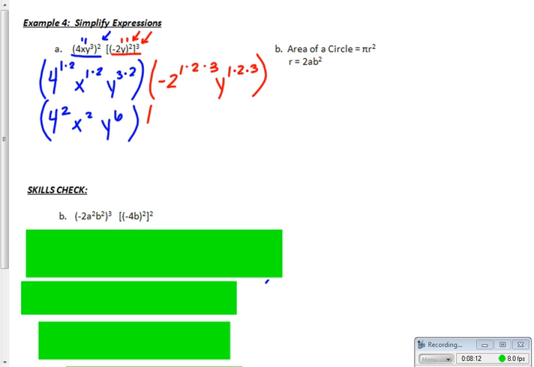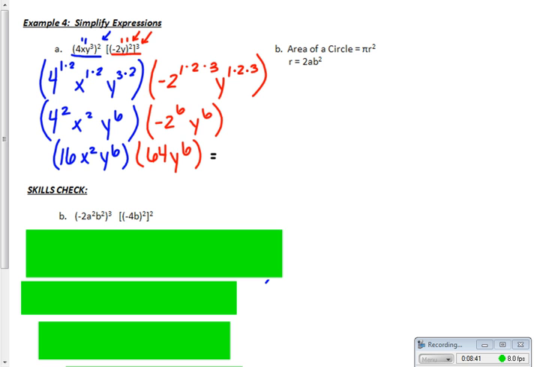Next group we have -2 to the 6th power and y to the 6th power. Simplify here. We have 4 to the 2nd power is 16, x to the 2nd, y to the 6th. We have -2 to the 6th power, which is going to give us 64, y to the 6th. Now the next piece here is we need to go ahead and multiply these numbers together, because everything is being multiplied together. We would wind up with 1,024.